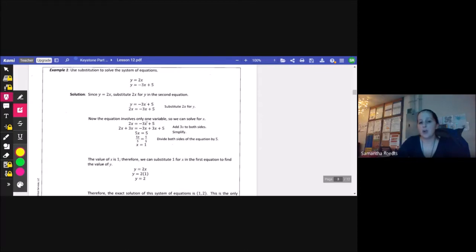Now the equation involves only one variable, which we can solve for. So I'm going to go ahead and solve for x. I'm going to add 3x to both sides, which gives me 5x equals 5, and then divide both sides by 5, which gives me x equals 1.